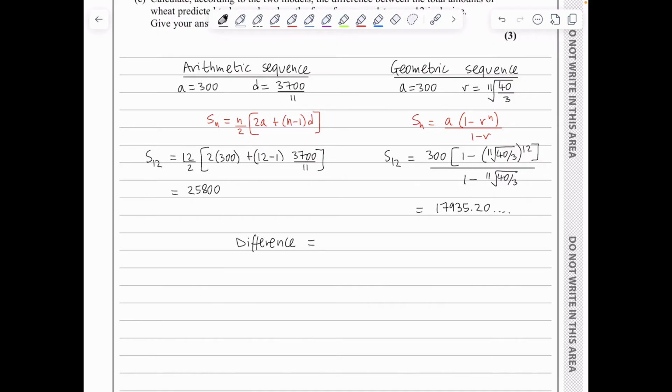So we've been asked to give the difference between the two models, so I will simply deduct one from the other. So 25,800 minus the 17,935.20... gives an answer of 7,864.796, which rounds to 7,860 tons, correct to the nearest 10 tons. Do notice, however, that the mark scheme here is also allowing 7870.